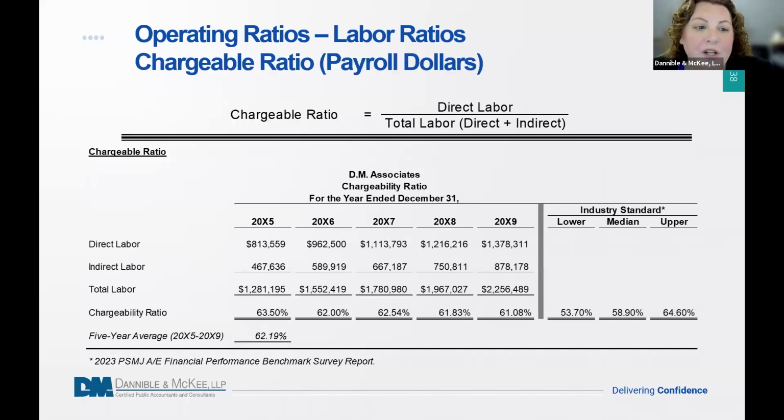All right, chargeability ratios. This is just direct labor divided by total labor, direct and indirect. This is just looking at your chargeability. So this is a really, really important ratio to look at each month to see how chargeable your folks are, and are they meeting not only your standard, but industry standard. So here we're saying that our folks are 61% chargeable compared to industry standard of 59, which is great. We're 61% chargeable as long as all those hours can be billed, right?